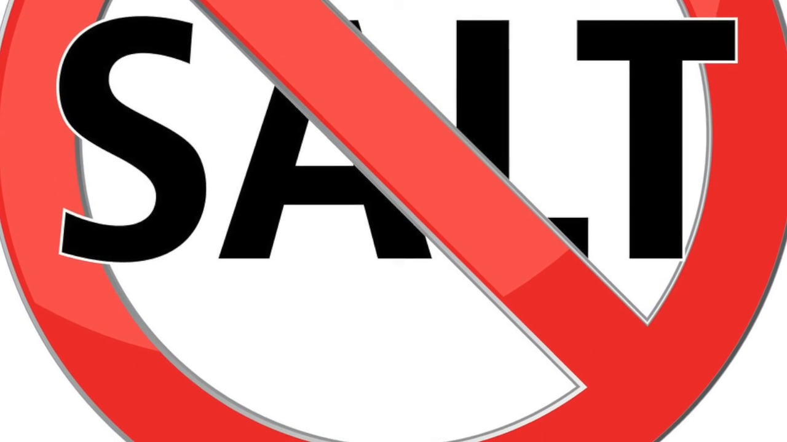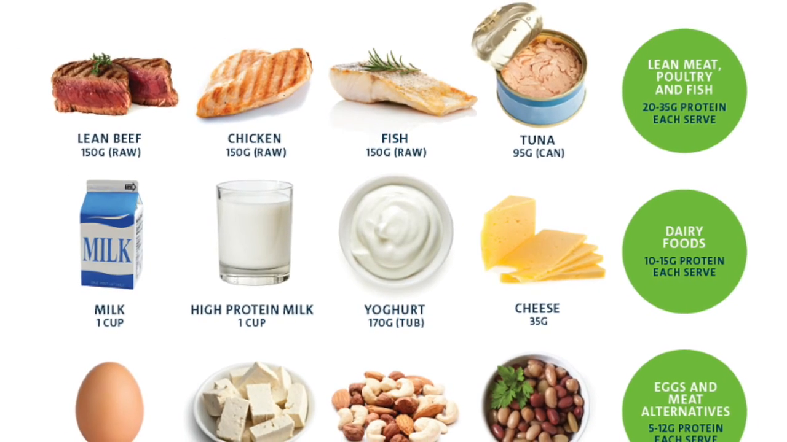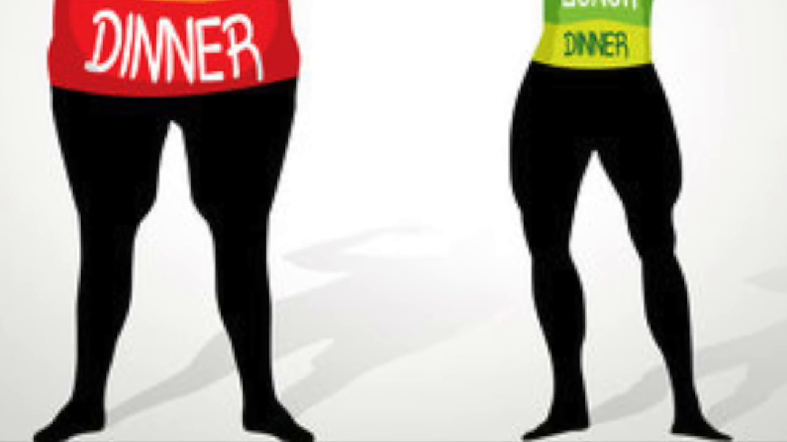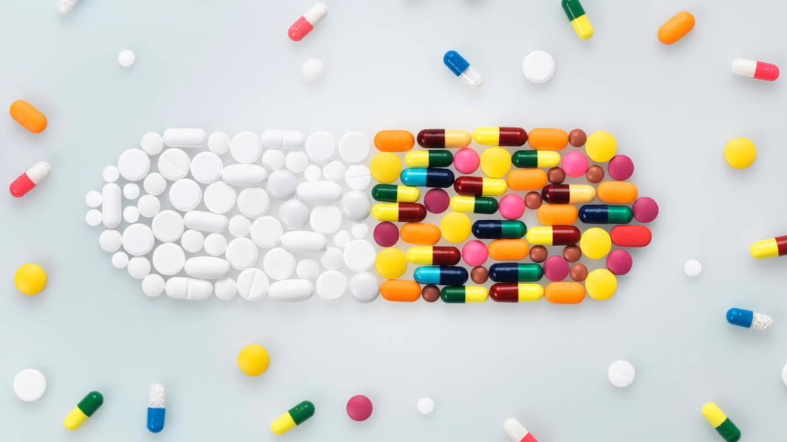To manage GN, the following actions can be taken. Restrict your salt intake to prevent or minimize fluid retention, swelling, and hypertension. Consume less protein and potassium to slow the buildup of waste in your bloodstream. Maintain a healthy weight. Control your blood sugar level if you have diabetes, and remember to always take your daily medications.